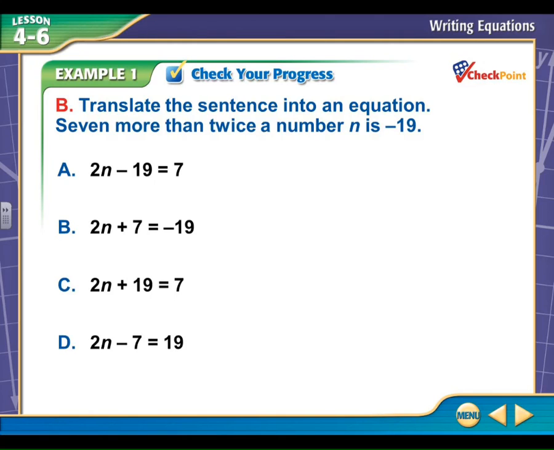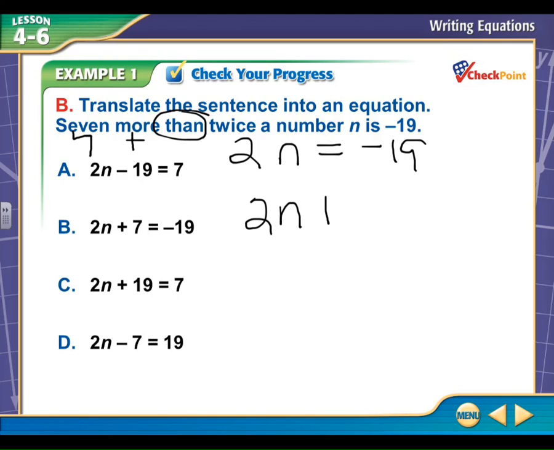Let's translate the next one. Translate this sentence into an equation. 7 more than twice a number. That magical word of than keeps popping up more and more, doesn't it? More means to add. 7 more than 2 times a number is negative 19. So remember, you want to write 2n first, plus 7 equals negative 19. So I believe our answer is going to be B.